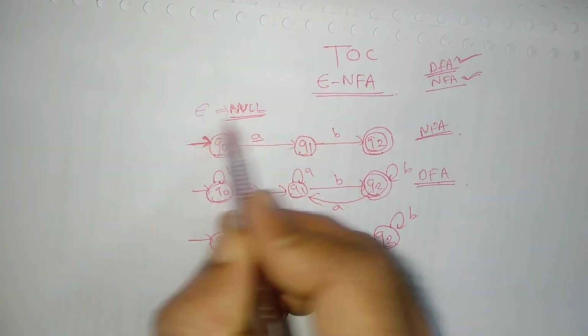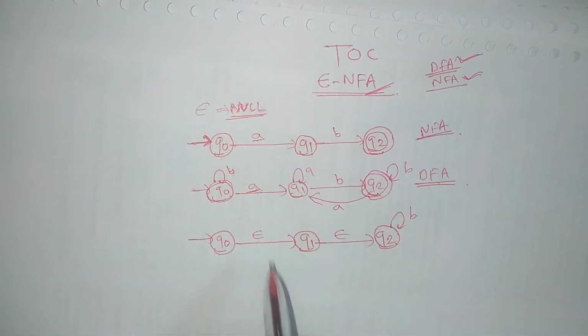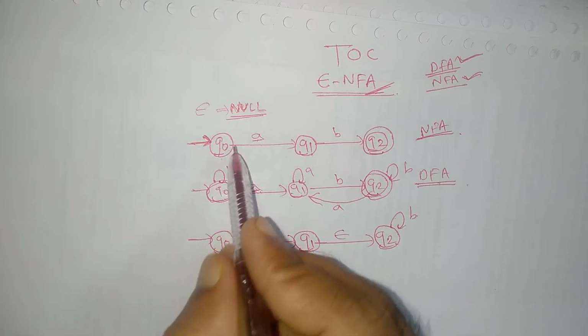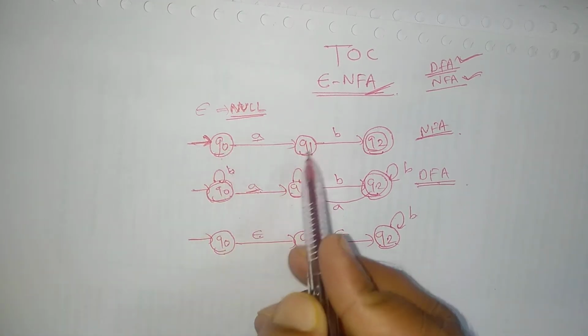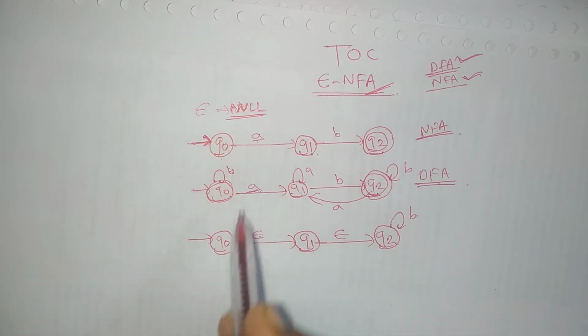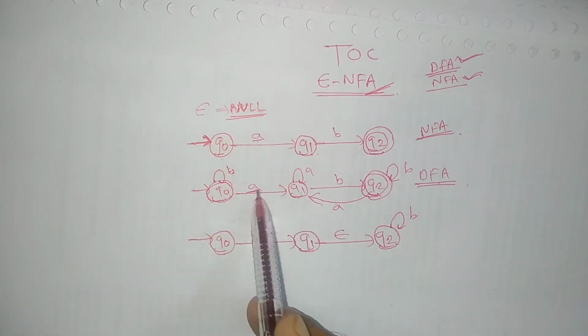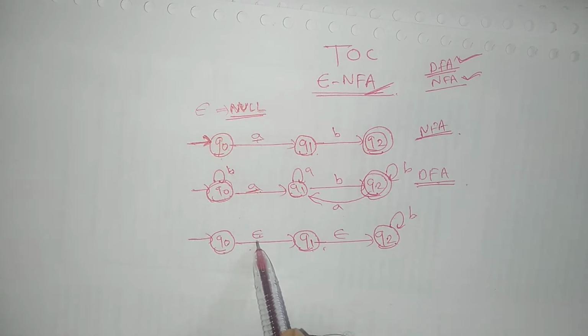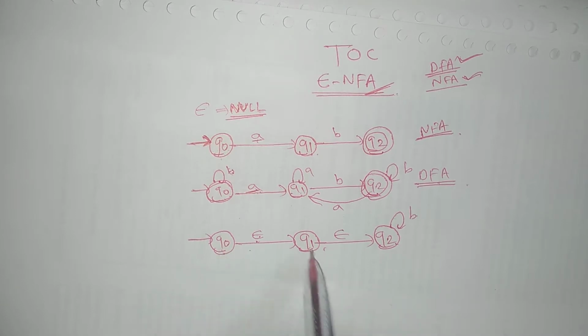But in Epsilon NFA, what I can do, Q0 will take input as epsilon, it goes to Q1. That means in the NFA, Q0 to Q1 has A as the input. In DFA, Q0 to Q1 has A as the input. But in Epsilon NFA, Q0 to Q1, there is not any input. There is epsilon input. That means without any input symbol, I can traverse from state Q0 to Q1. So we'll see some more examples.